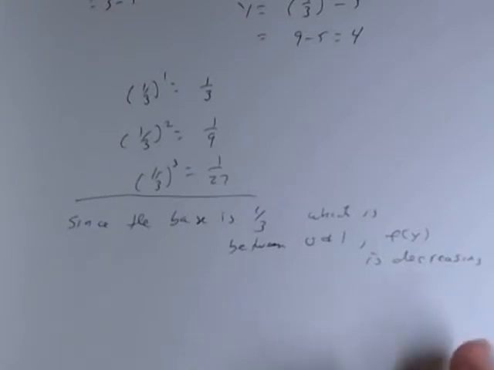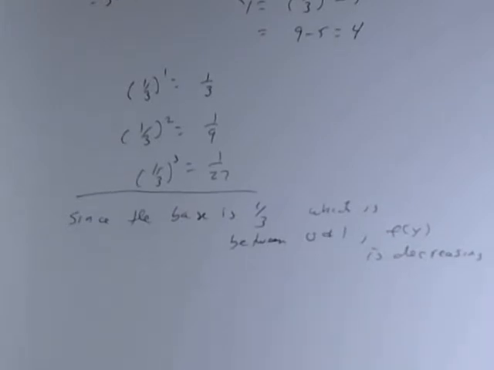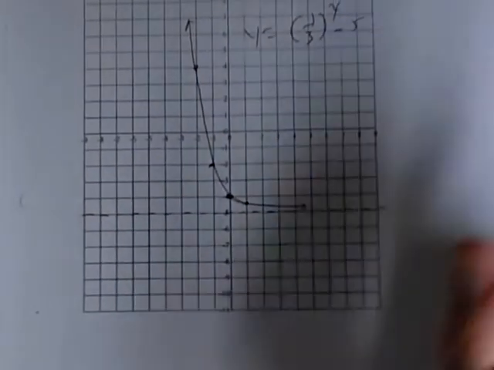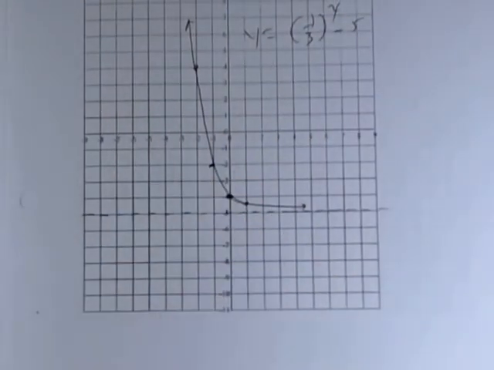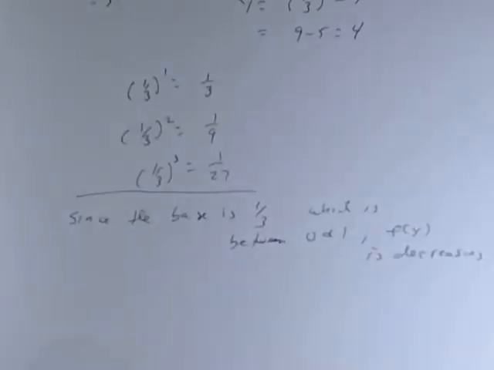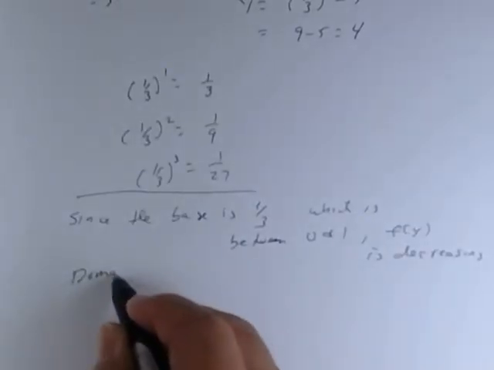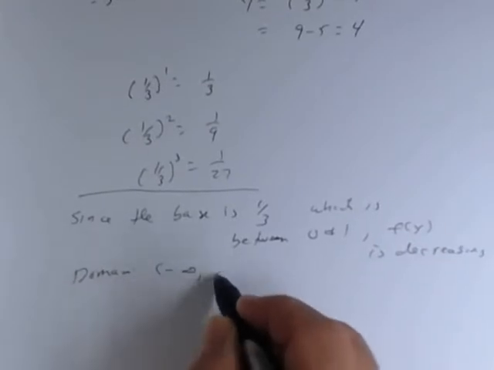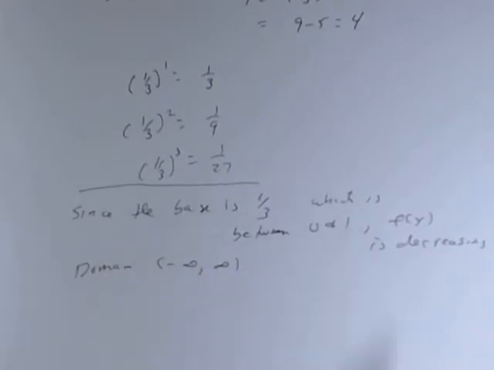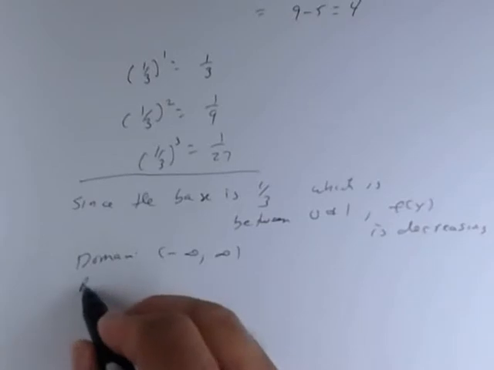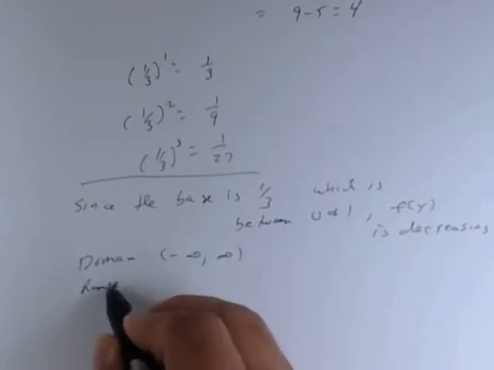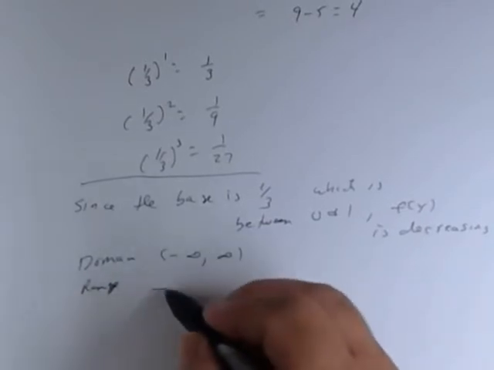All right, let's talk about the domain of what we just drew. What's the domain of the one that we just did? All real numbers. Domain's all real numbers. So you're going to say domain, -infinity to infinity. But the range is not all real numbers. Okay, so let's talk about the range.